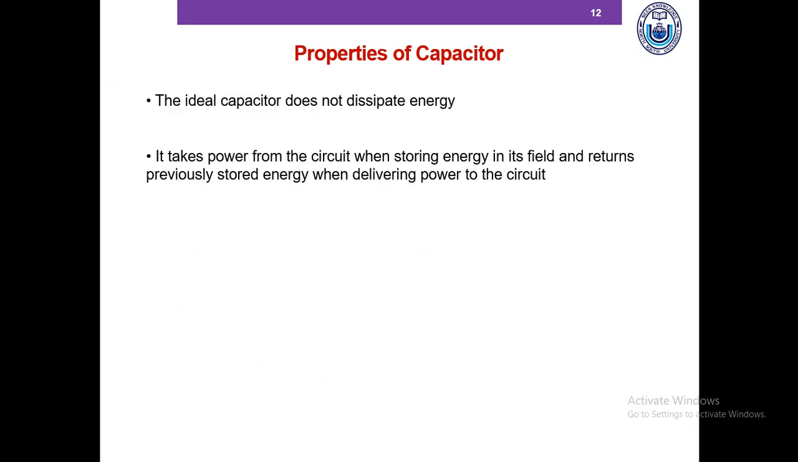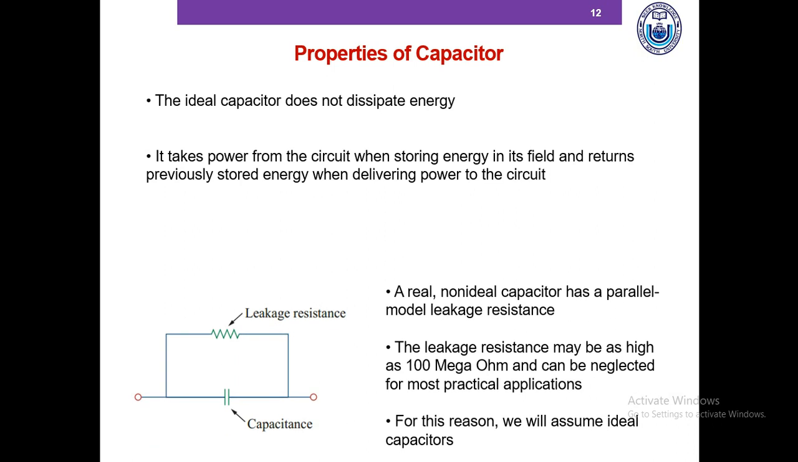Another important property of a capacitor is that in this course we'll assume ideal capacitors, which do not dissipate energy. It only takes power from the circuit when storing energy in its electric field and returns previously stored energy when delivering power to the circuit. So it does not dissipate energy or convert energy to heat or light, just like resistors do.